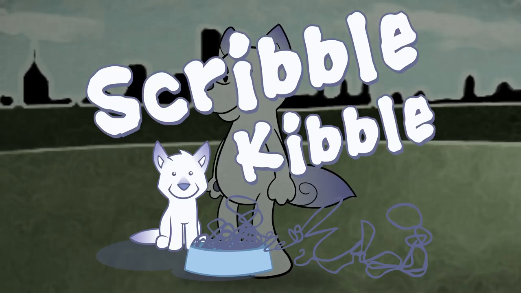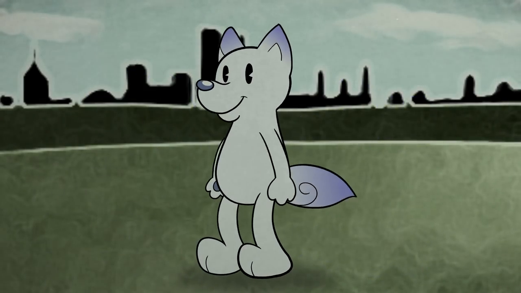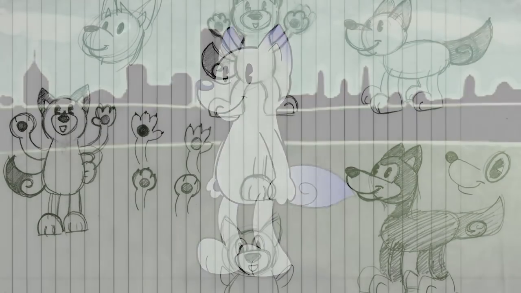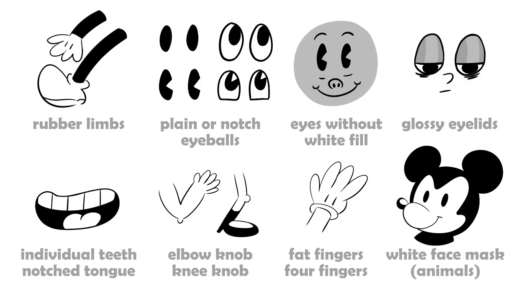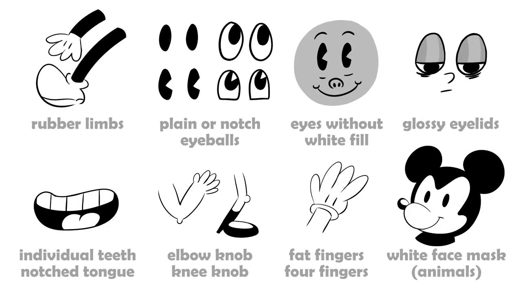Let's make a rubber hose animation. One of the most important parts is the style of the character art before it even moves. Take a look at some of the design elements common to those good old school characters.